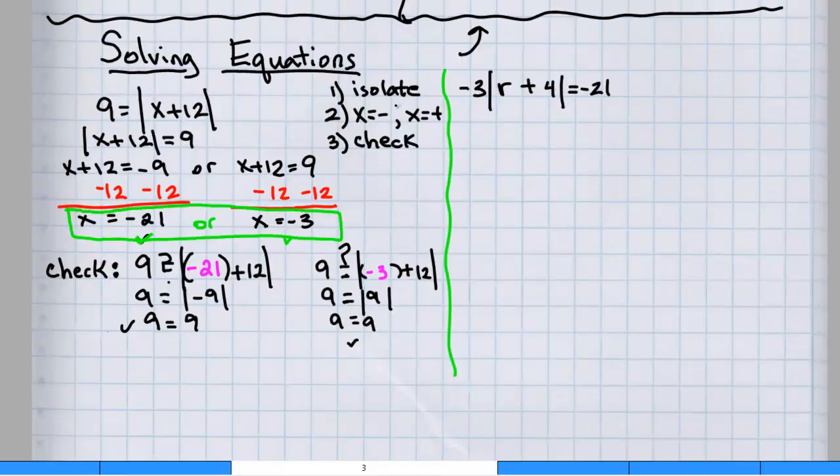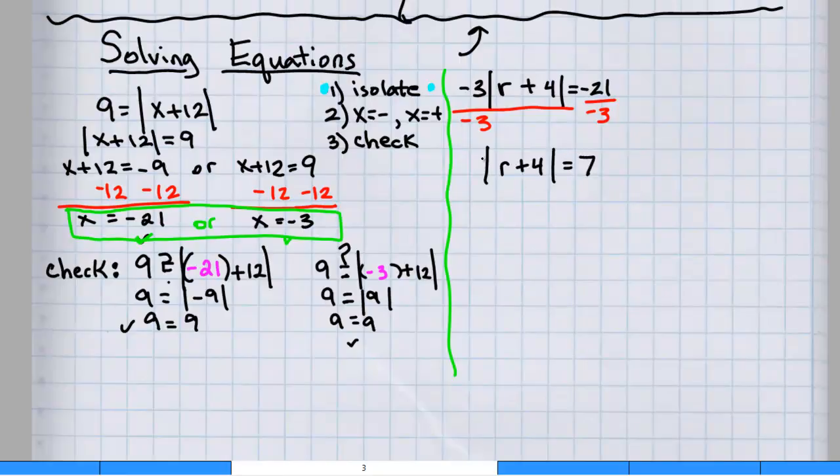Remember what I said about the steps? Make sure we isolate first. In this problem, the absolute value is not isolated. It has a negative 3 times it. So the very first thing I want to do is divide both sides by negative 3. So now I have the absolute value of r plus 4 is equal to 7.